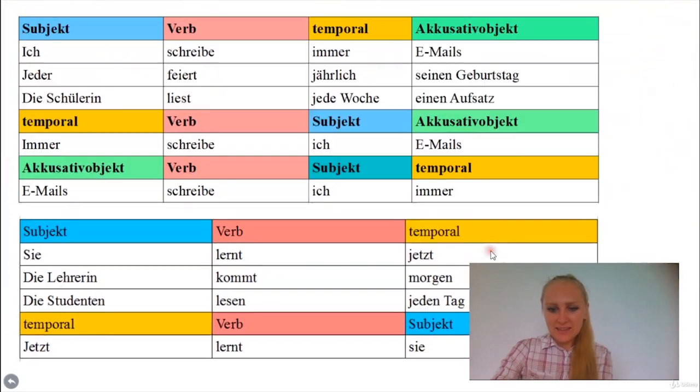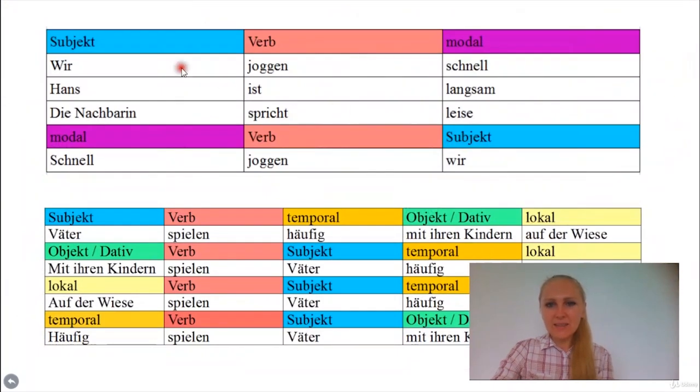Okay, now let's have a look at the next slide. Here we have a subject, a verb, and then an adjective or adverb or modal. This is how we also call it. Wir joggen schnell, we jog fast. Hans ist langsam, Hans is slow. Die Nachbarin spricht leise, the female neighbor speaks quietly. Okay, so we start with the subject, the verb again, then comes the adjective or adverb. And then here, again, if you want to emphasize the adjective or adverb, you put it at the beginning of the sentence, but then comes the verb, then comes the subject. Schnell joggen wir. You can do this also.